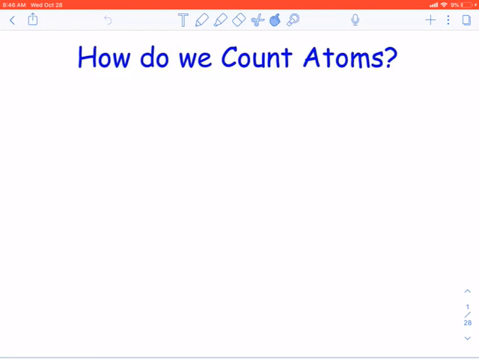Hi, physical science kids. We are in our bonding and ion notes, part 1. So we're going to start out today talking about how do we count atoms. Now, this should be pretty simple for most of you.